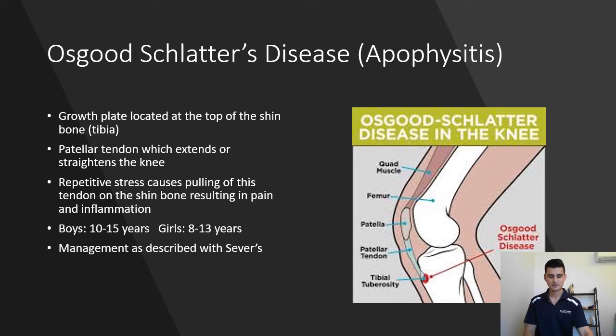And it's basically where the patellar tendon, which is the tendon of that big quad muscle that comes down the front of your thigh, attaches on the top of your shin bone. Okay, and that growth plate is what sits at the top of the shin bone there, known as your tibia. Again, it's through repetitive stress, and often, like with Sever's, it'll be running, your high impact type activities, so jumping as well, and sometimes even kicking. And again, affects similar age groups with boys and girls.